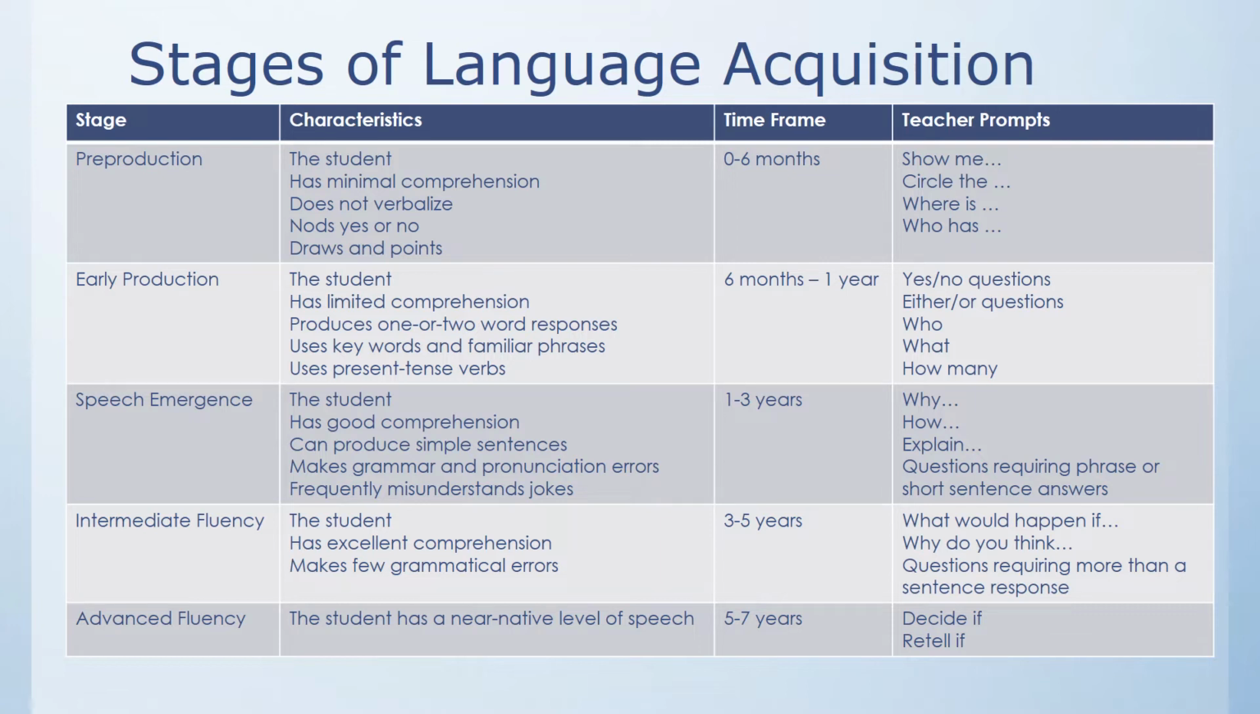Then they move into the early production stage, which lasts anywhere between 6 months to 1 year. Then they move into speech emergence, which lasts 1 to 3 years. Intermediate fluency can last another 3 to 5 years before they reach advanced fluency. Please keep in mind that a student can move at various levels. The more support a teacher provides the students, the faster they will get through these stages.